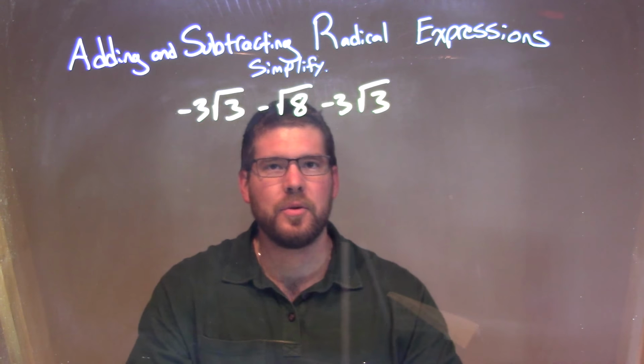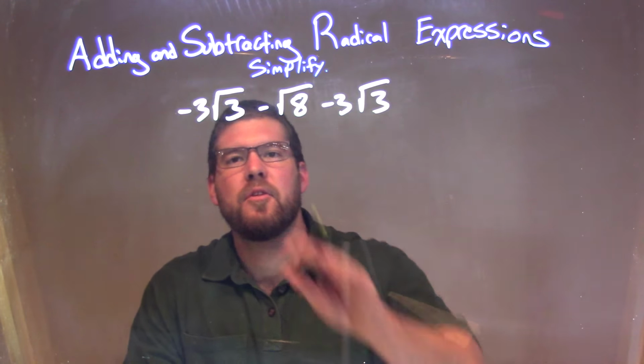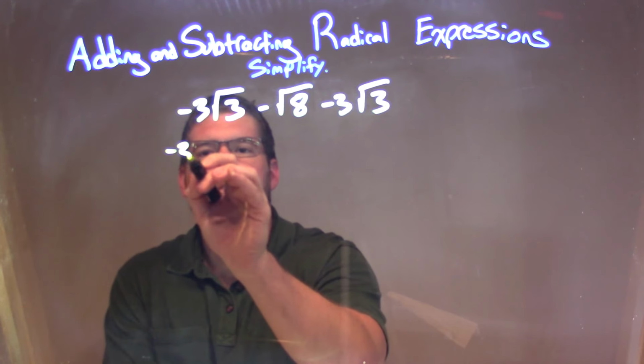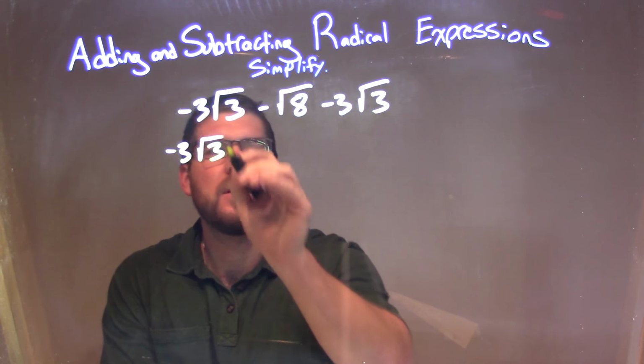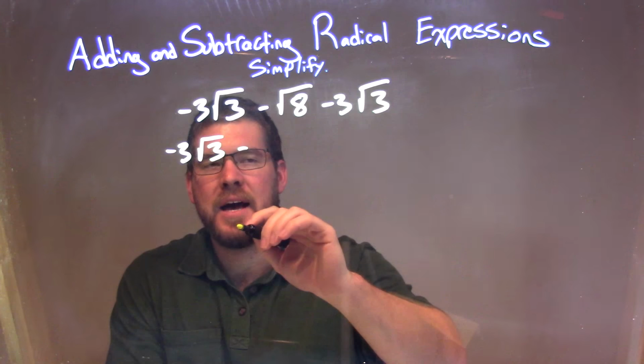But what I'm going to try to do here is break down each one of my square roots as much as possible. The square root of 3's I can't break down anymore, but I know the 8 I can. So let's rewrite this. -3 square root of 3, and then minus the square root of 8. Square root of 8 I can break down, right?